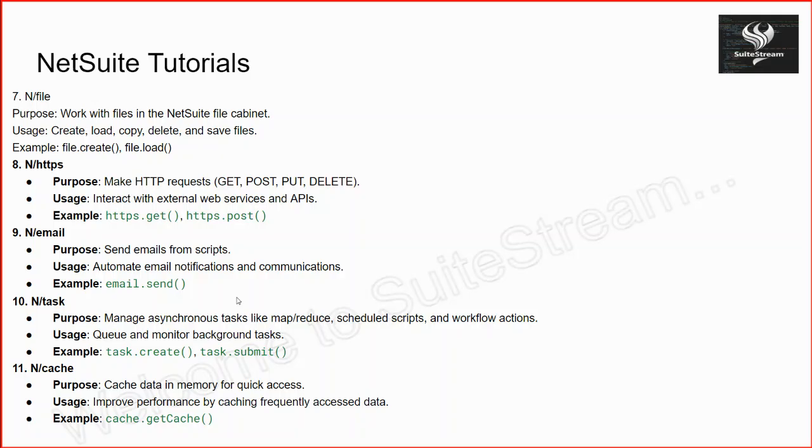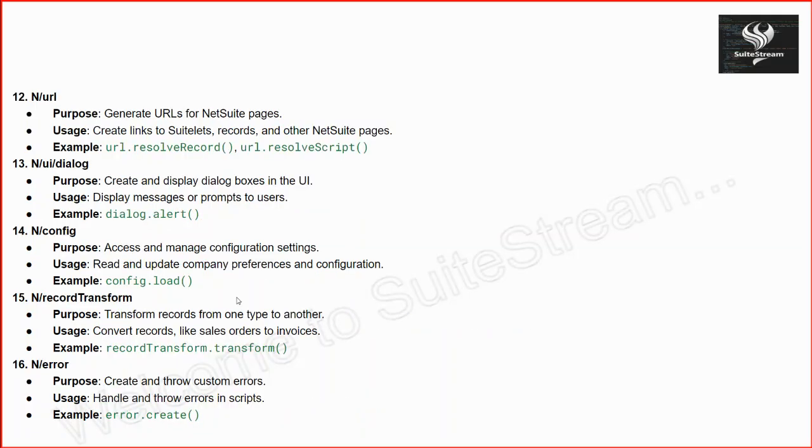Task module purpose: manage asynchronous tasks like map/reduce, scheduled scripts, and workflow actions. These are the uses of the task module: queue and monitor background tasks. For example, task.create and task.submit are the core methods of the task module. The cache module caches data in memory for quick access; uses include improved performance by caching frequently accessed data. And cache.getCache, so it will clear the cache memory.